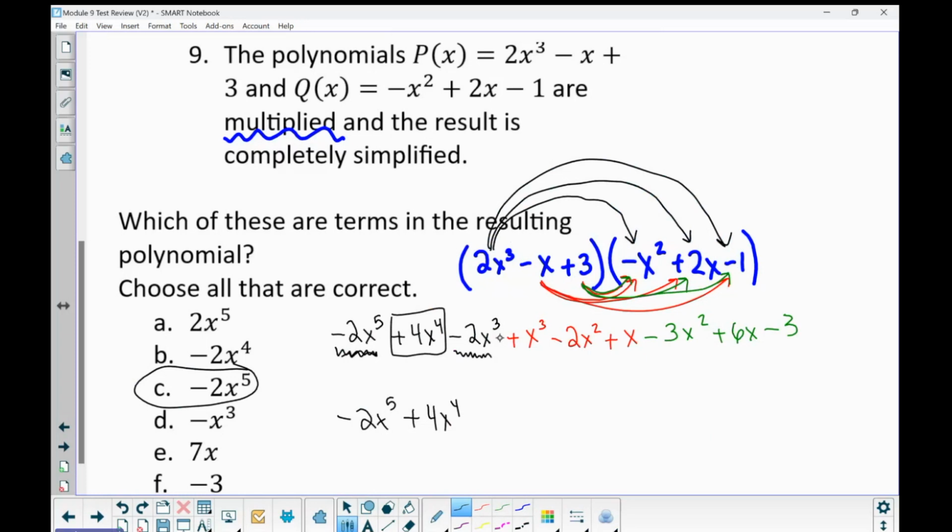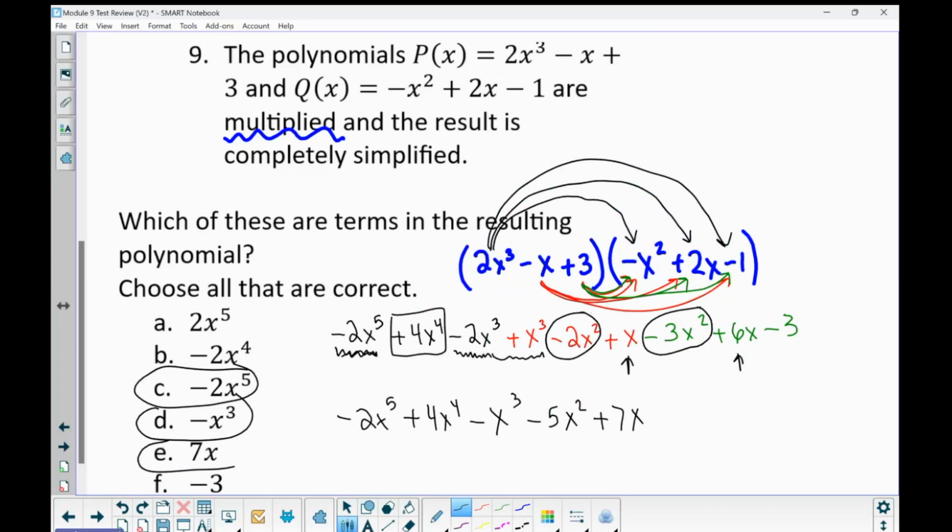I've got negative 2x cubed, and that can actually combine with x to the third, which is going to give me negative x to the third. And now I've got negative 2x squared minus 3x squared, which is negative 5x squared. I keep going. I've got 1x plus 6x, that gives me positive 7x. And 3, negative 3, which is also here.